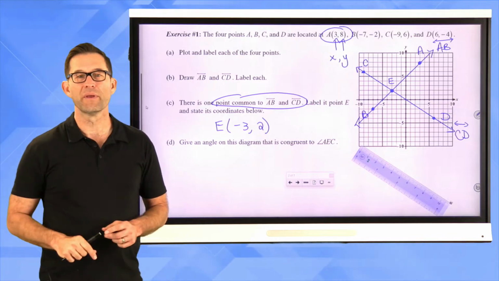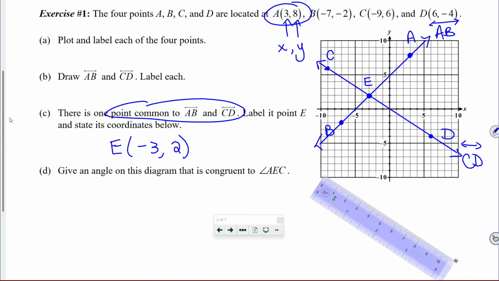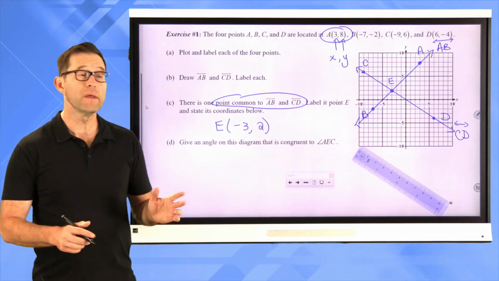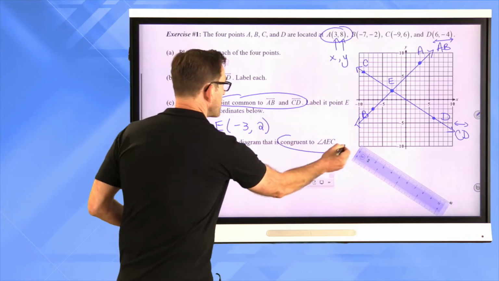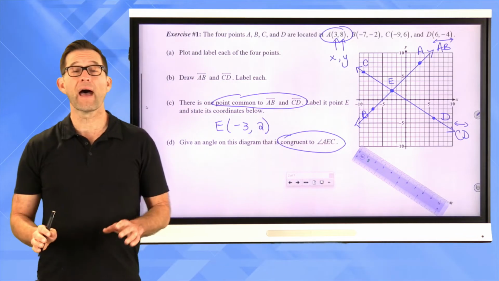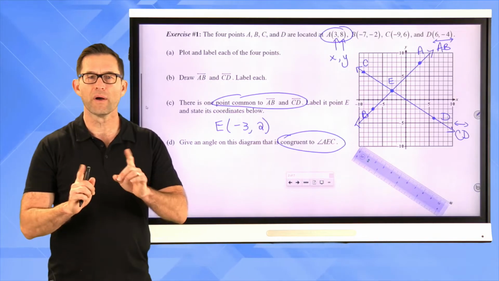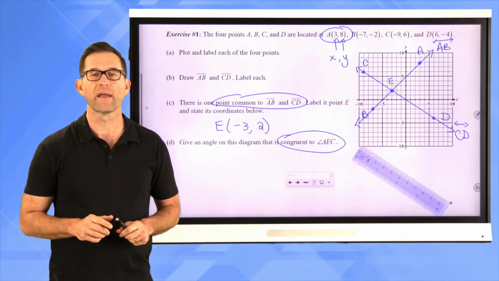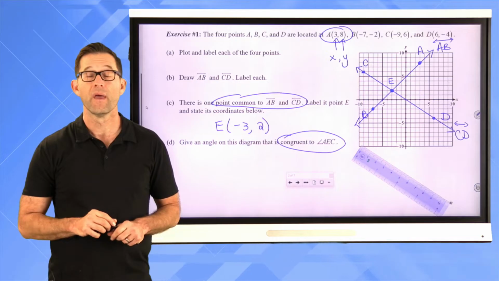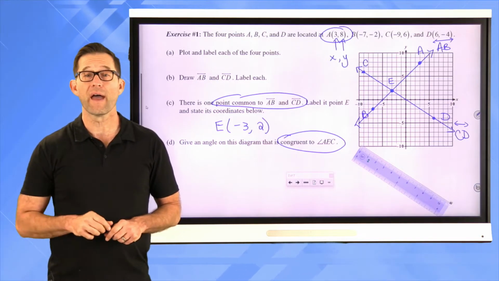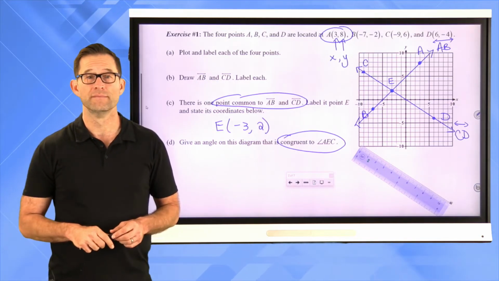All right, last little piece, letter D. Give an angle in this diagram that is congruent to angle AEC. Now remember, what it means for two angles to be congruent is for them to have the same angle measure. So the first thing I want you to do when you pause the video is locate angle AEC on the diagram and then come up with an angle that must be congruent to it.